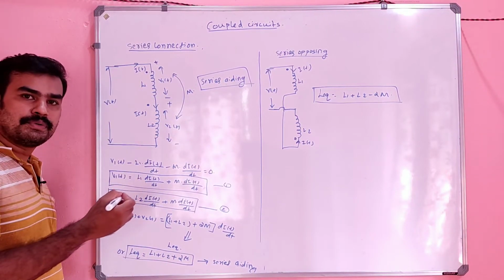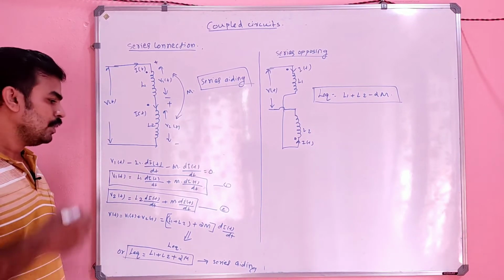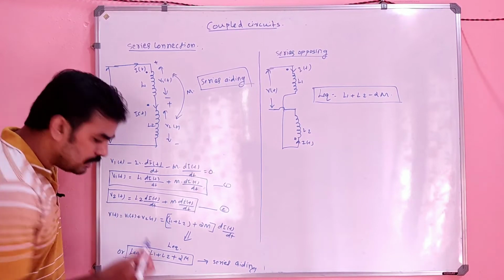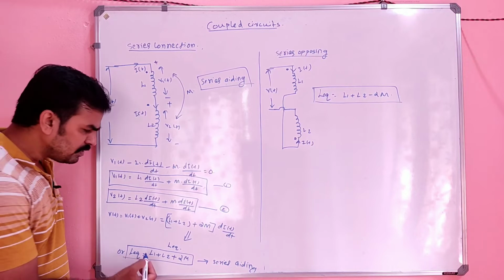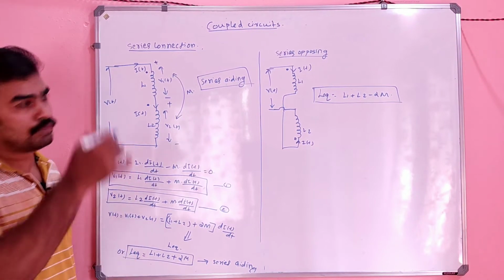For the series aiding circuit, the L equivalent, that is the total inductance, will be equal to L1 plus L2 plus 2M. You don't need to derive all these equations in the examination. You just need these equations for solving problems. Problems are very, very important, not derivations. This derivation is for your understanding, not for examination.